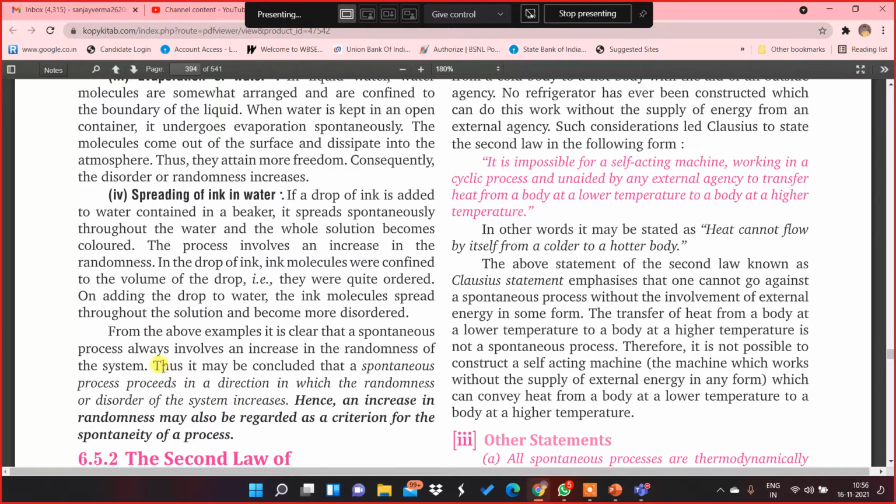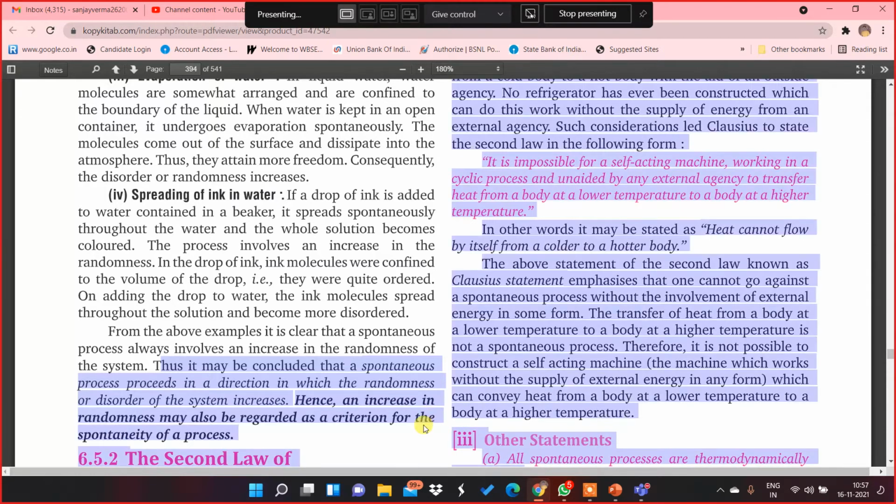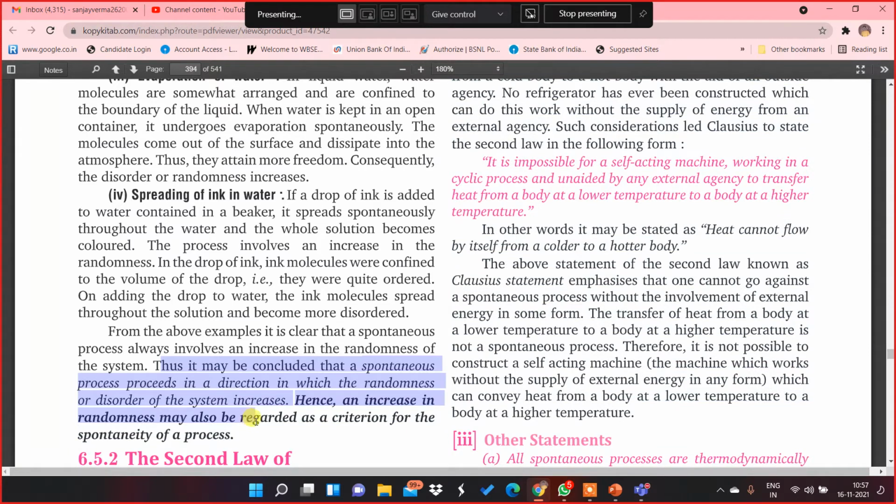Now we can conclude one thing over here, that a spontaneous process proceeds in a direction in which the randomness or disorder of the system increases. So hence an increase in the randomness will be regarded as the criterion for the spontaneity of a process. So this is what you have to remember. This is an important sentence: hence an increase in the randomness may be regarded as a criterion for the spontaneity of the process. That is a very, very important thing.